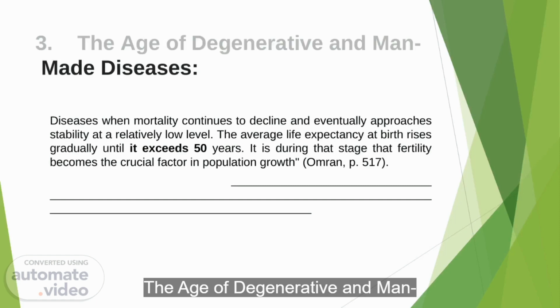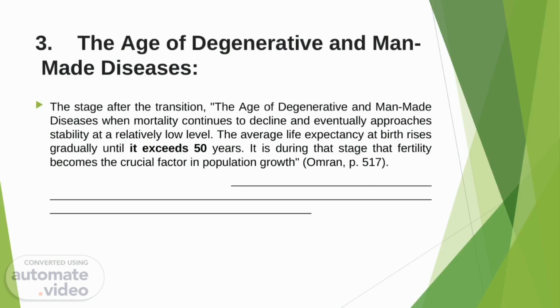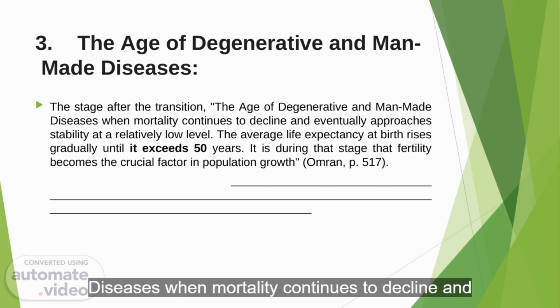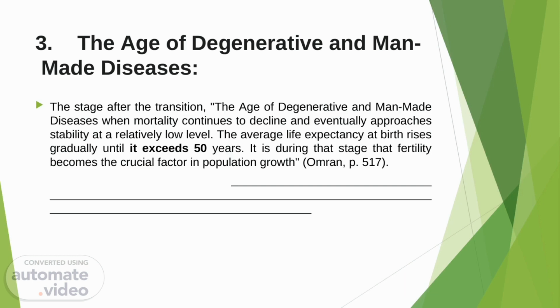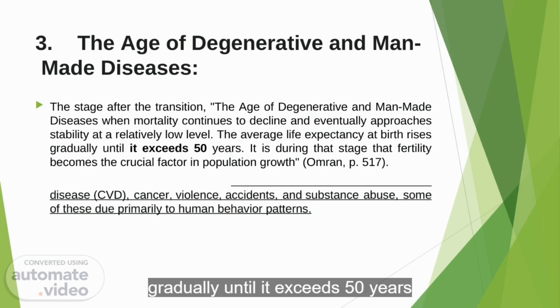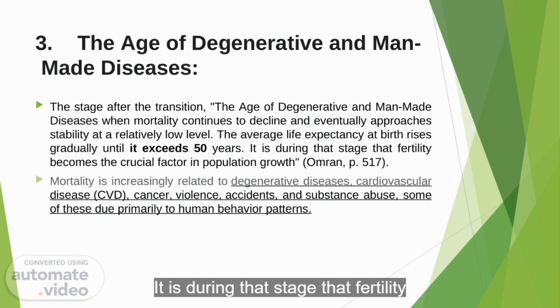3. The age of degenerative and man-made diseases. The stage after the transition, the age of degenerative and man-made diseases when mortality continues to decline and eventually approaches stability at a relatively low level. The average life expectancy at birth rises gradually until it exceeds 50 years. It is during that stage that fertility becomes the crucial factor in population growth. Omran, p. 517.